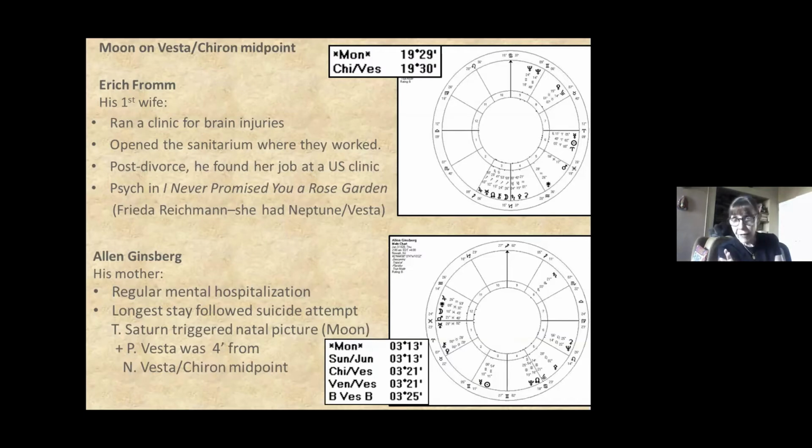That would have been enough, actually. But it happened to trigger his Chiron Vesta. She had her longest hospitalization, and progressed Vesta was 4 minutes from the Chiron Vesta midpoint. So that's the moon equals Vesta Chiron, where the woman in your life can be connected with starting hospitals or can be somebody who's needed hospitalization.